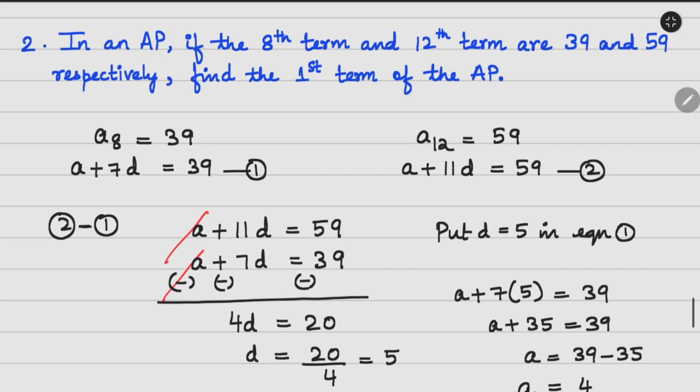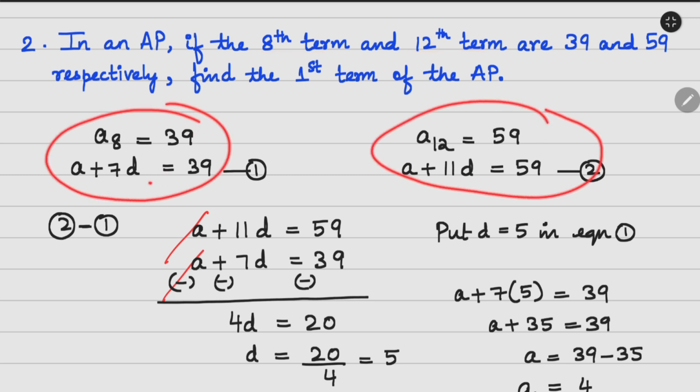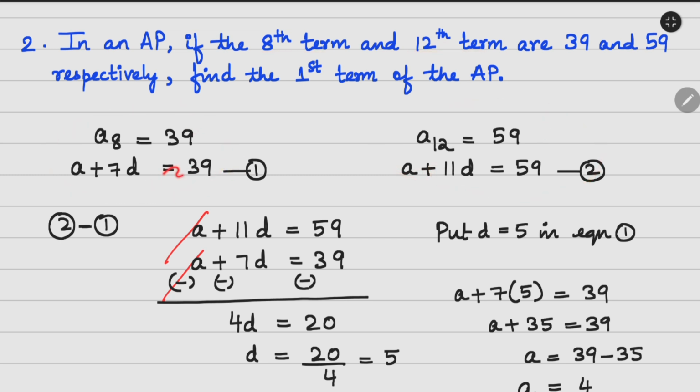Right? So whenever you are given any two terms of an AP, you can expand it using the nth term formula and solve it just like you solve any pair of linear equations using any of the methods that you are very comfortable with, either the elimination method or the substitution method. But whatever be the method, make sure you're doing it carefully.